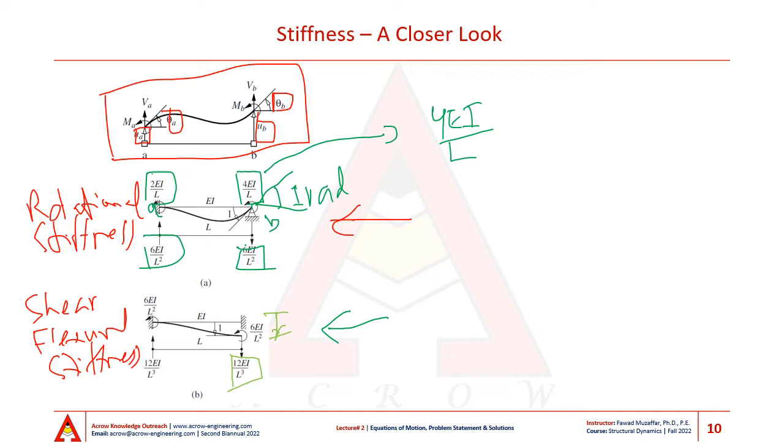From equilibrium, an equal and opposite force has to be applied at the other support, and to prevent the frame element from rotation, we have to apply equal and opposite moments at the two supports. So this 12 EI over L cube is then the shear flexural stiffness of the frame element.